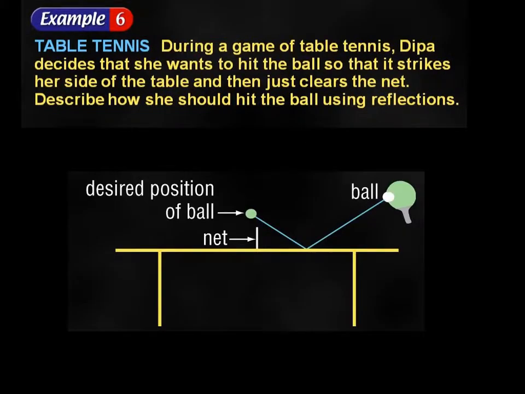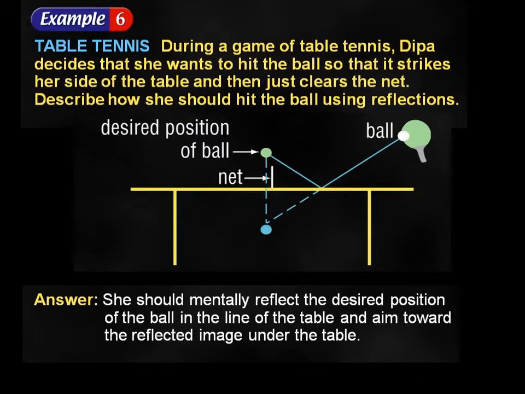During a game of table tennis, Dippa decides that she wants to hit the ball so that it strikes her side of the table and then just clears the net. Describe how she should hit the ball using reflections. She should mentally reflect the desired position of the ball in the line of the table and aim toward the reflected image under the table.